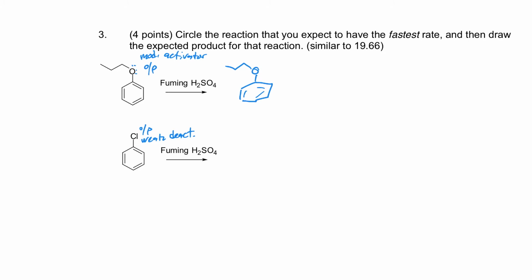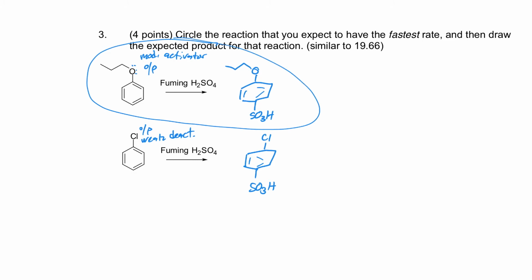So I think fuming H2SO4 puts an SO3H group on, and I'll put that in the para position. Same thing here. Fuming H2SO4 puts an SO3H group on, but of course the stronger activator is the faster reaction. So in this case we have an activator versus a deactivator. The top reaction is the fastest one.